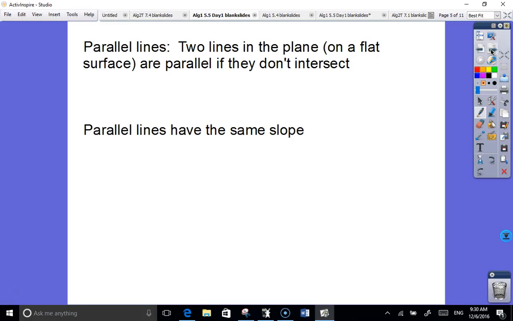Lines that don't intersect? What if I have these two lines, like this pen and this pencil? Do they intersect? Okay, so it's more than just saying they don't intersect. They got to be in a flat surface, in what they call the plane. So if they're in the same flat surface and they don't intersect, then they're parallel. That's what we mean by parallel.